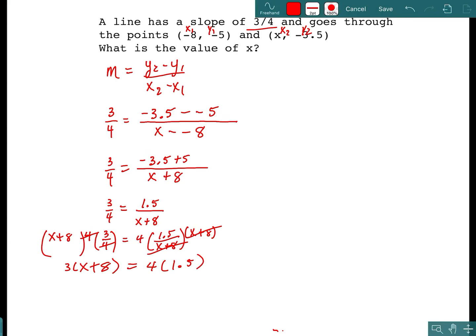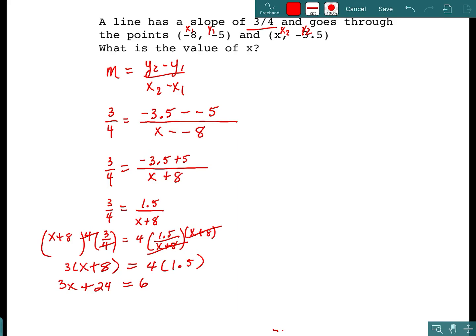Okay, so now we can use the distributive property. 3 times x is 3x. 3 times 8 is 24. 4 times 1.5 gives us 6.